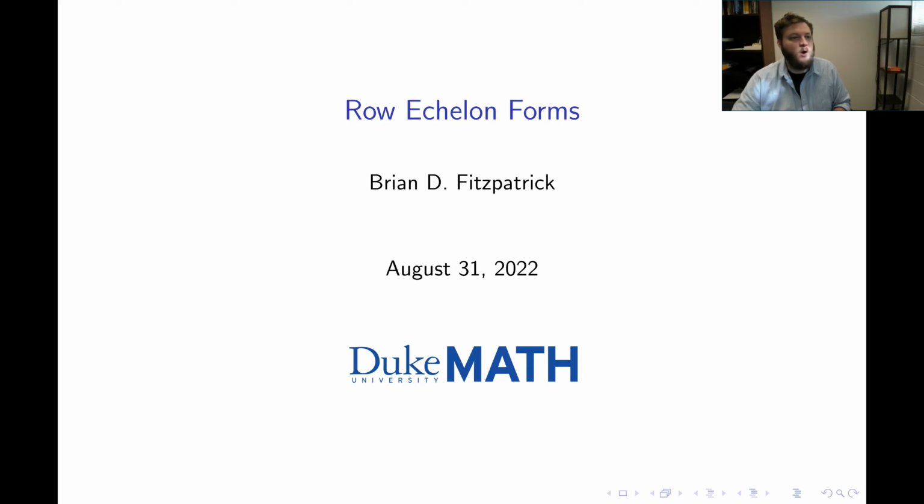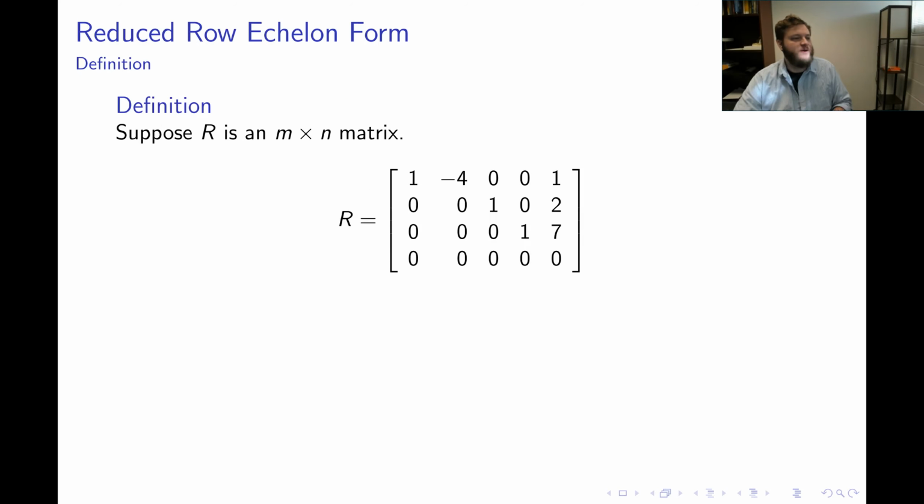Let's talk about row echelon forms. Now, there's two core concepts here. The first of which is what's called reduced row echelon form. This is a very important type of matrix that will be useful for us time and time again throughout the class. So it turns out there are four rules that a matrix must adhere to if we're going to call it reduced row echelon form.